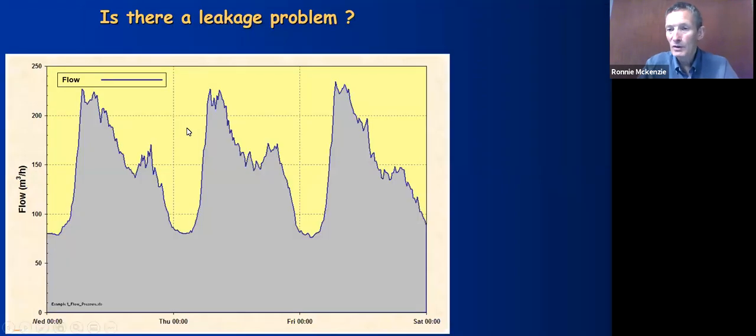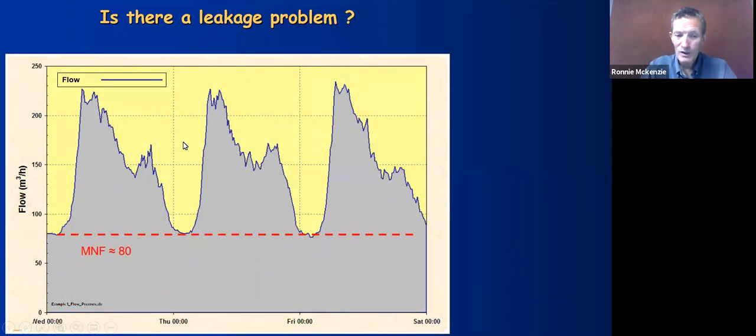And here we go. We're back to where we started. Do we have a leakage problem? And there we have a 3-day logging result. I don't know if any of you are going to change your mind from what you decided at the beginning, but anyway, there's your minimum night flow, 80, your average daily flow, 150.